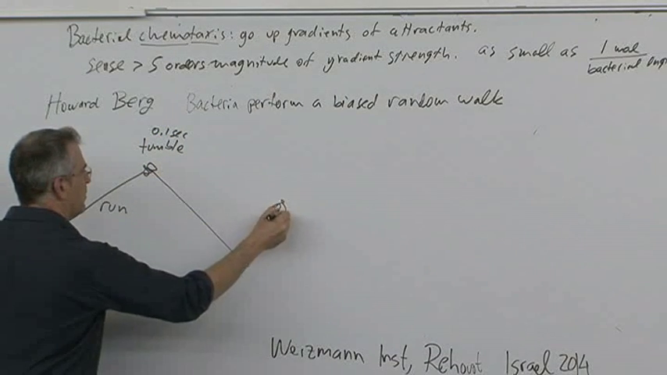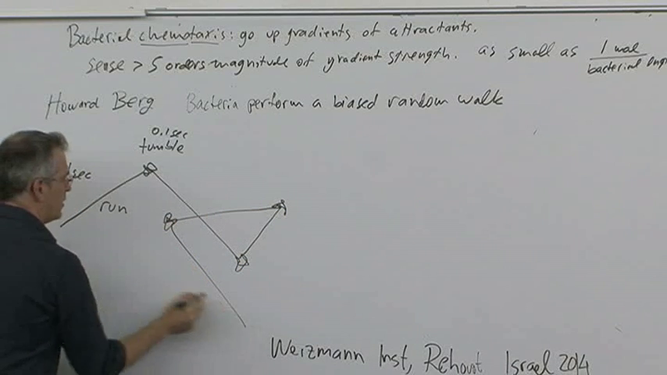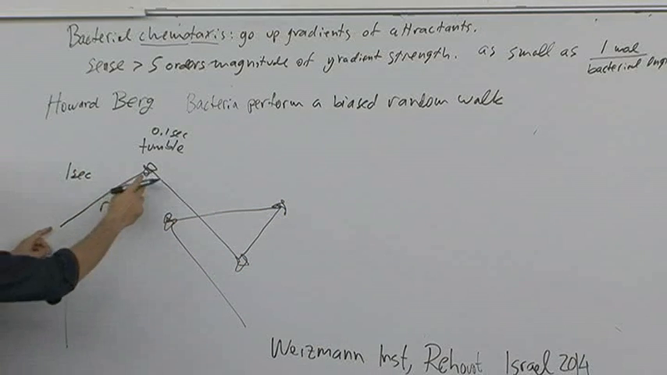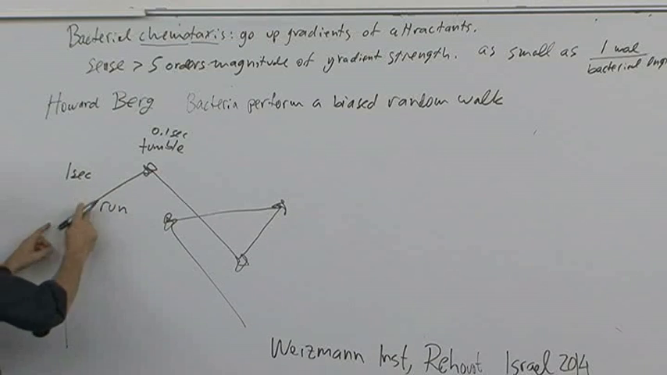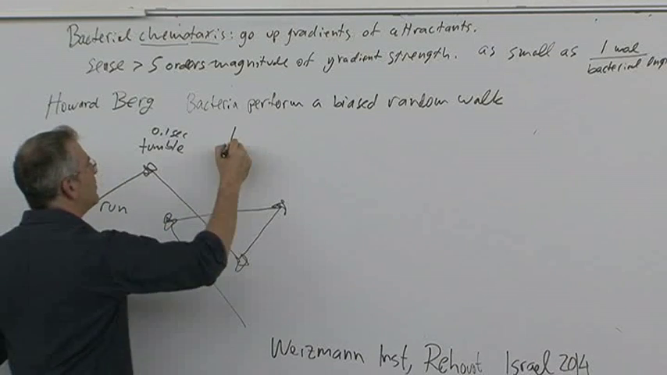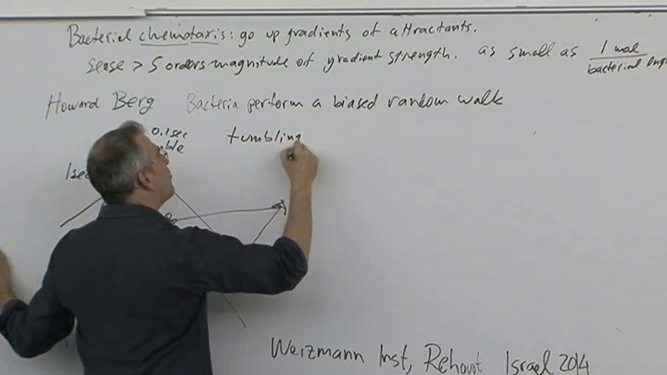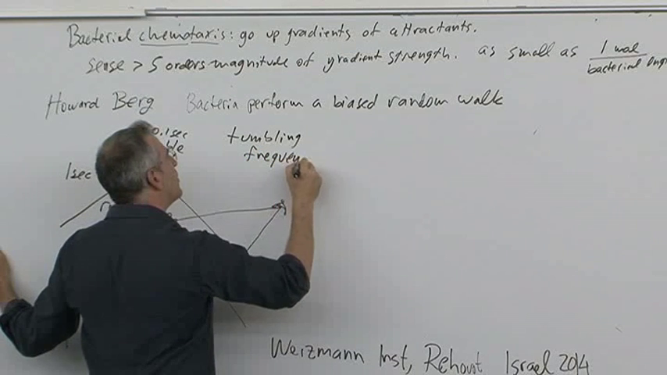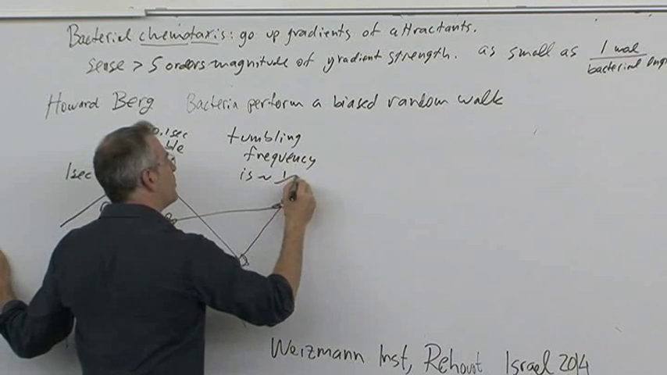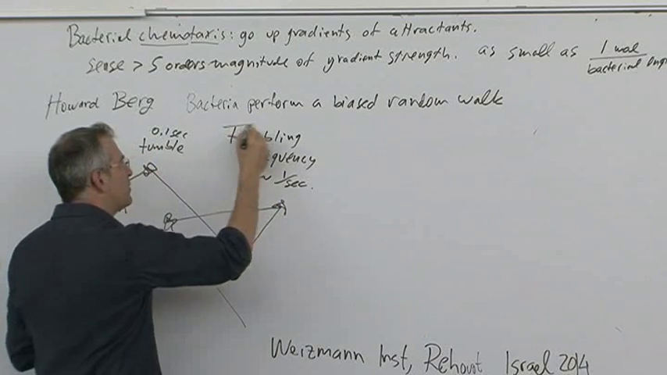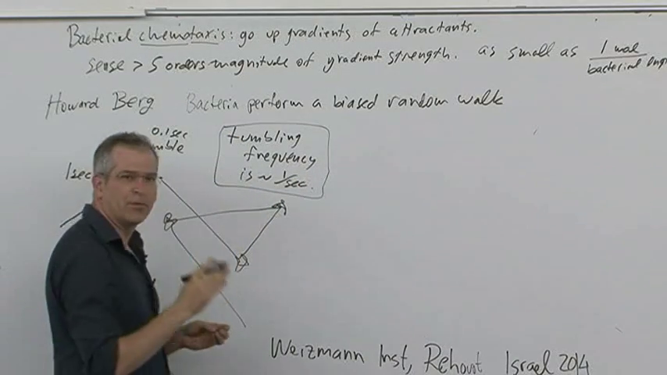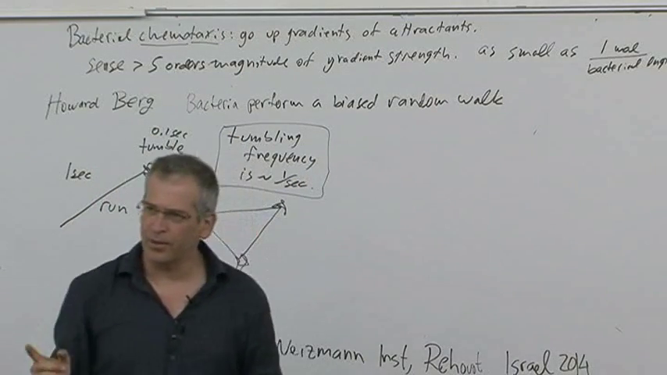Tumble, swim, tumble, swim. The runs have exponentially distributed lengths with an average of about 1 second. They tumble about once per second. We can say their tumbling frequency is about 1 per second. This will be important, this word. Tumbling frequency means how many tumbles they make per second? About 1 tumble per second.